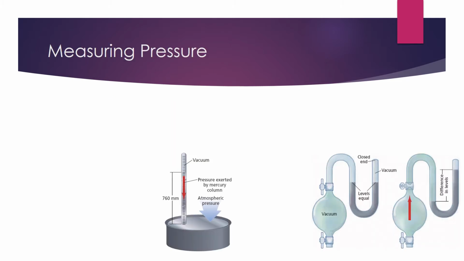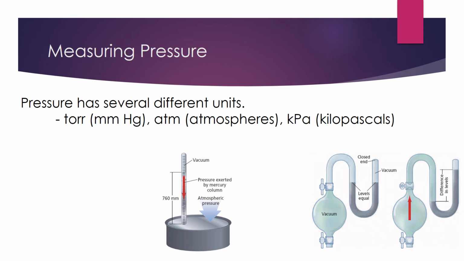All right, so measuring pressure. Pressure has several different units. These are the most common that you will see. The first is torr, and you know we saw torr on our Unit 7 test. Torr is actually millimeters of mercury, and that seems like a strange unit. But when you understand how a barometer works, it makes perfect sense.